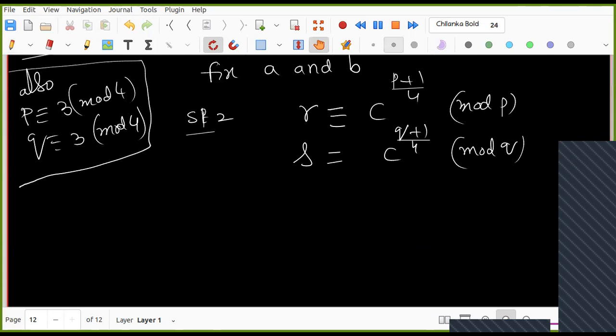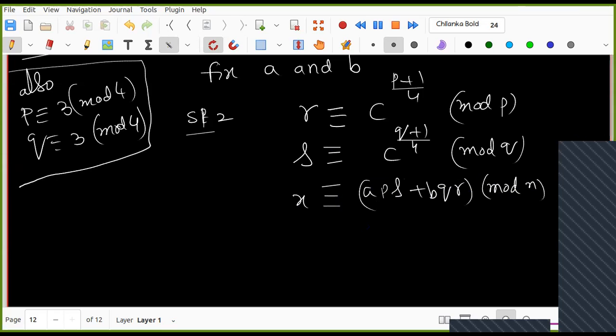R and S we computed. Then we compute X and Y. So X is congruent to APS plus BQR. Do not ask me why this. We can explain, but that takes time. I'll tell you why I'm doing all these things also, if you give me 1 minute. So then it is the same again. Very nice to remember these things. Y is APS minus BQR.